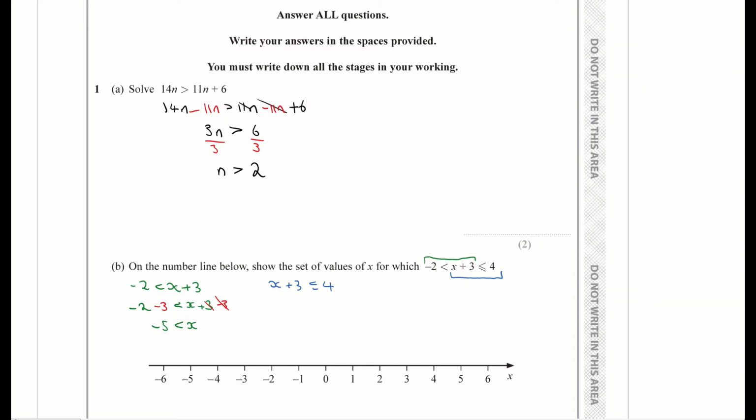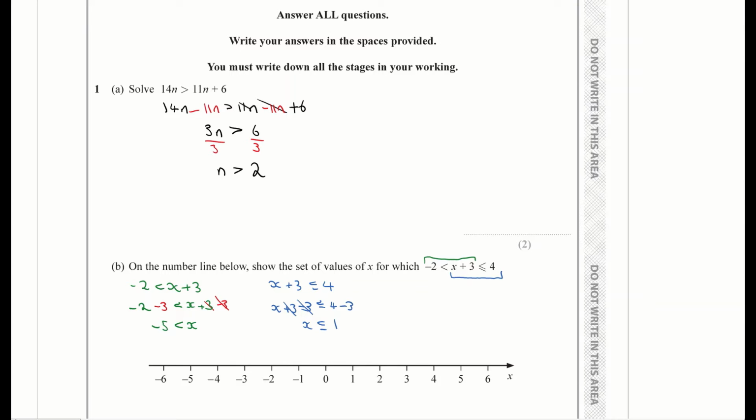Coming over to the one in blue, x plus 3 less than or equal to 4. All I'm going to do here is take away 3 from both sides. So x plus 3 subtract the 3. And because I did that to the left, I must also do it to the right. So 4 take away 3. Plus 3 take away 3 will cancel. That's leaving me with x less than or equal to positive 1.